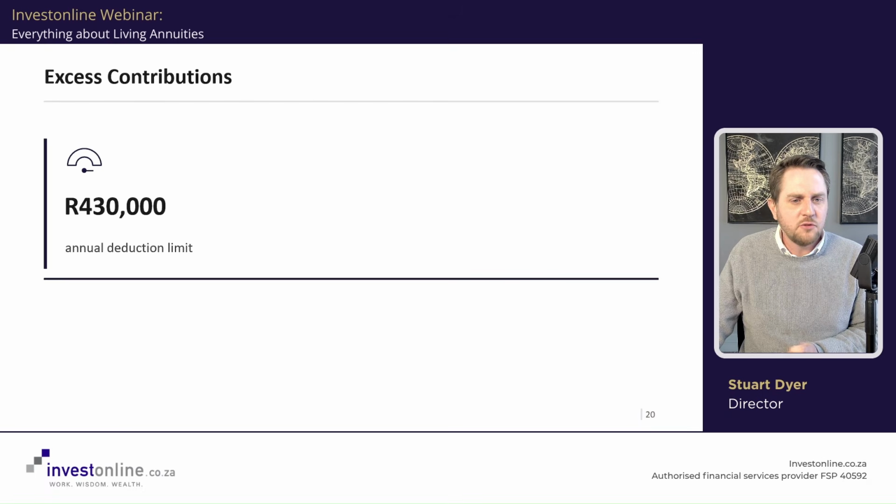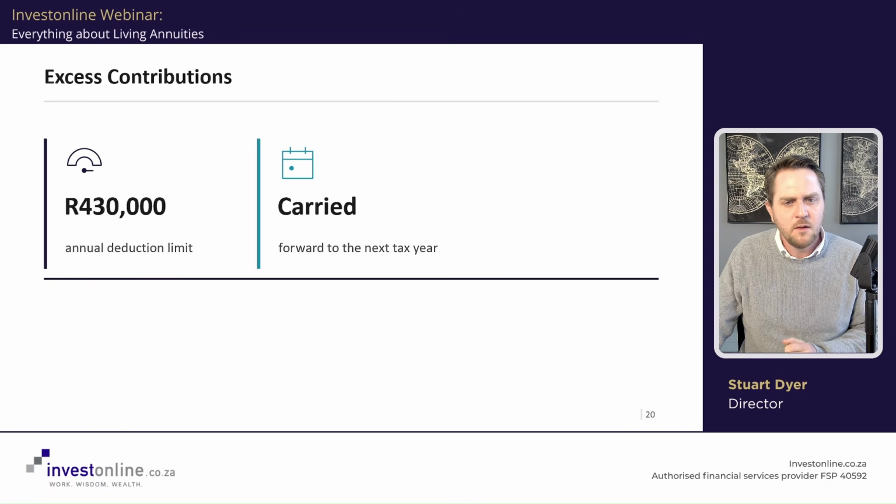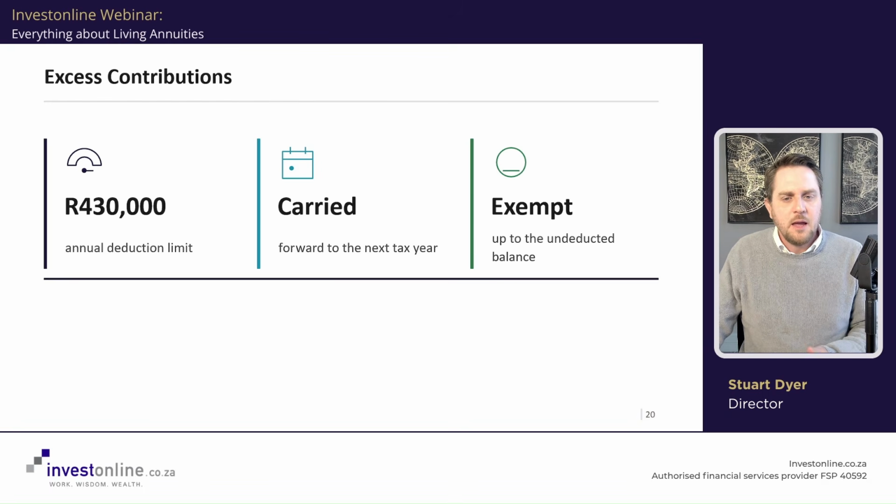So excess contributions, I mentioned earlier, the new limit now, 430,000 Rand as a maximum that you can deduct in a tax year. That could obviously be lower depending on how much you earn. If you don't use that deduction in the tax year, let's say you made an excess contribution in this year and you kept working, all of your excess contributions carry over to the following year. And those excess contributions actually are tax exempt. So what SARS is saying is because you haven't claimed a tax deduction on them, those excess contributions are exempt from tax in other forms.